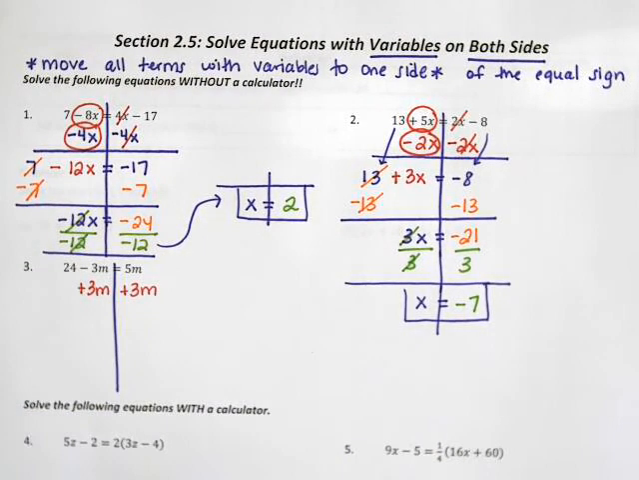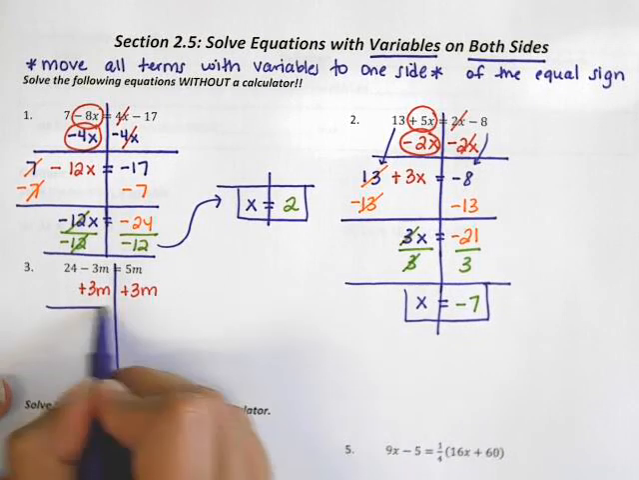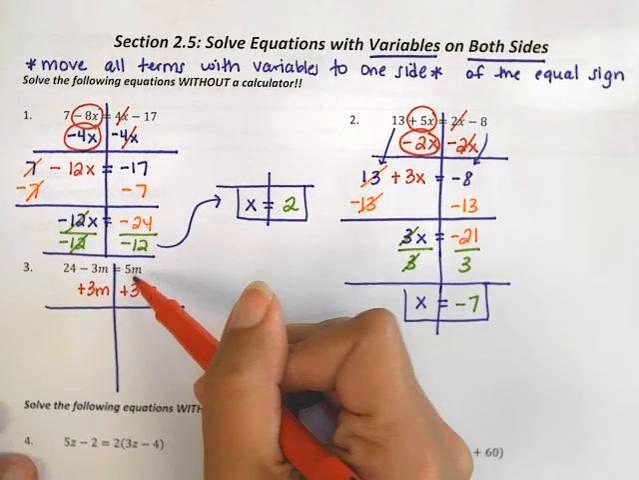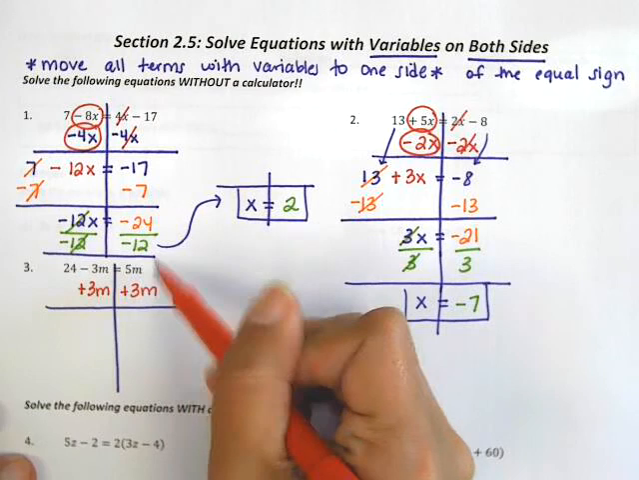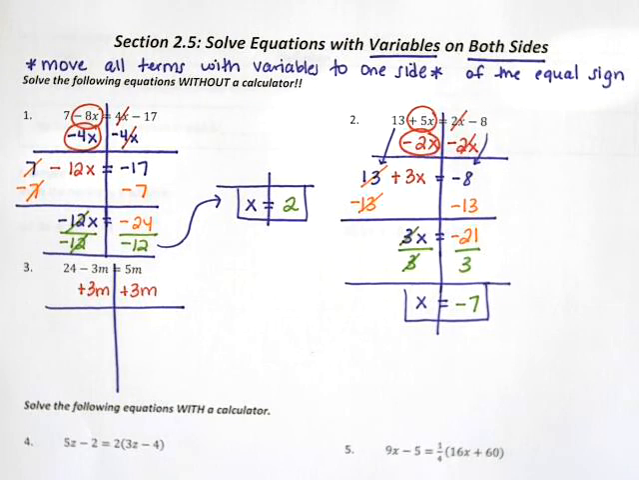And the reason I'm going to do that is that let's say I did subtract 5m on both sides, there would be nothing left on the right-hand side because the 5m would be gone. So rather than end up with one side of my equation having nothing left, I'm just going to move the 3m instead by adding it.